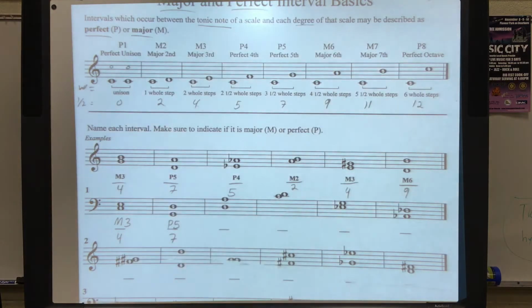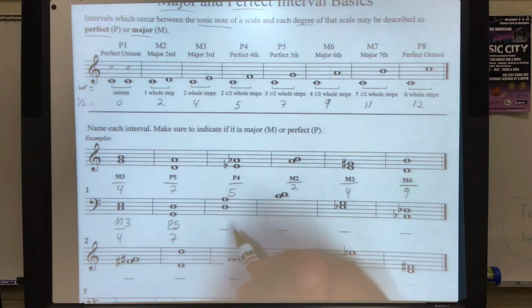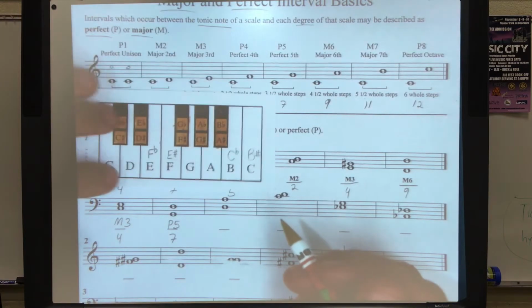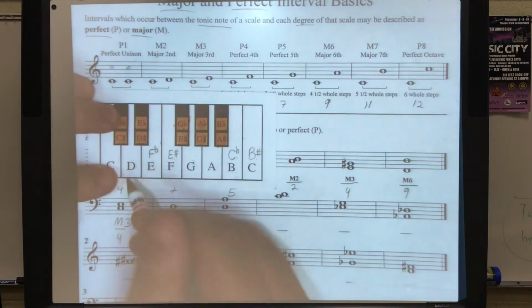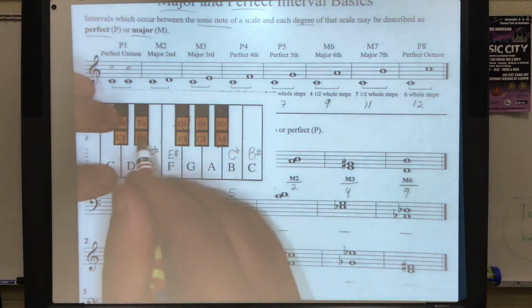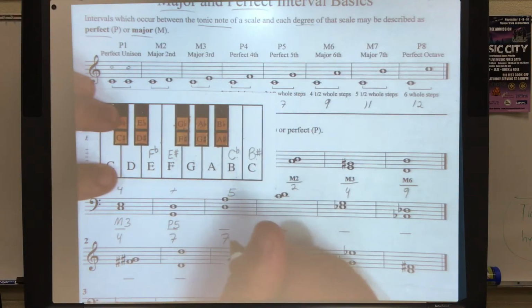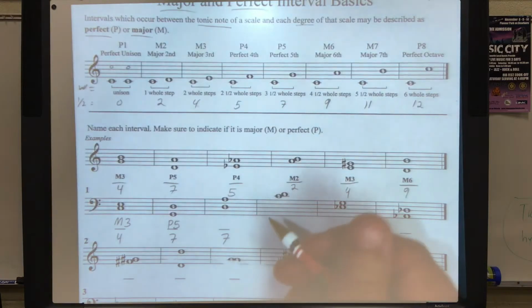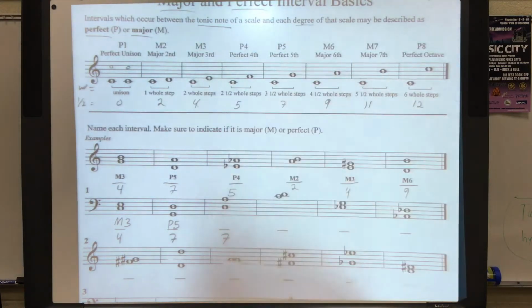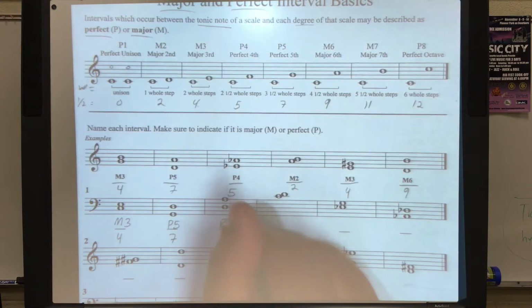Perfect fifth. Okay, let's go ahead and do another one. We've got a D going up to an A. So let's get our keyboard back out. D going up to an A. So let's start on D. D will be 0, 1, 2, 3, 4, 5, 6, 7. 7 half steps. Again, 7 half steps equals a perfect fifth. So we're going to write perfect fifth again. Okay.